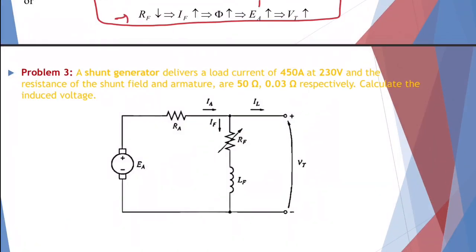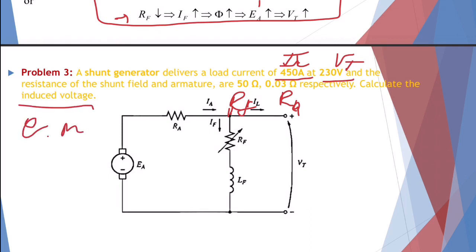Problem 3. Let us solve an example for the shunt DC generator now. A shunt generator delivers a load current of 450 ampere, this is IL, at 230 volt. This is VT, the terminal voltage. The resistances of the shunt field and armature are 50 ohm and 0.03 ohm. This is RA and this is RF. Always RA will be a low value, like 0.05, 0.03. Calculate the induced voltage, or the EMF, electromotive force, the induced voltage.